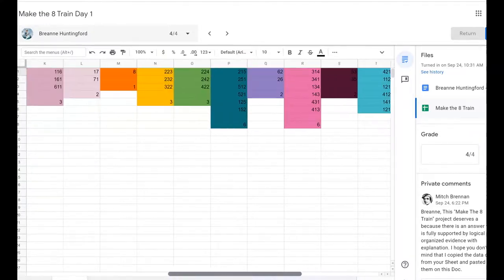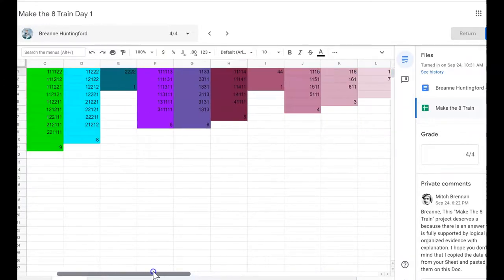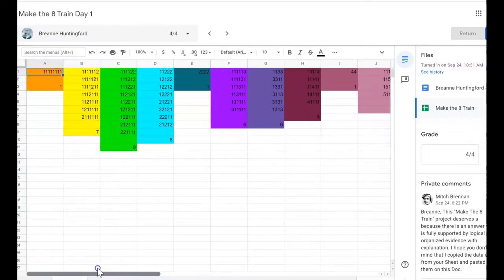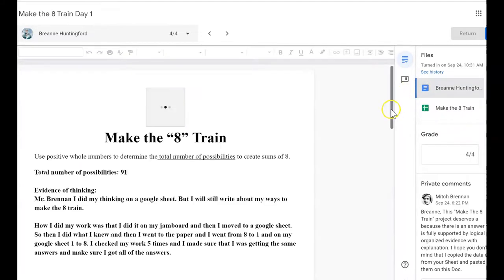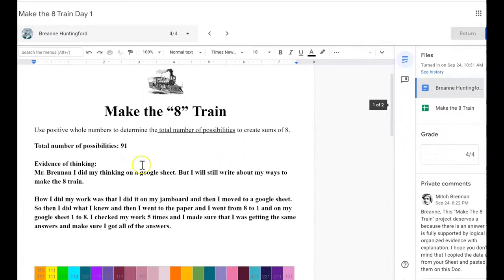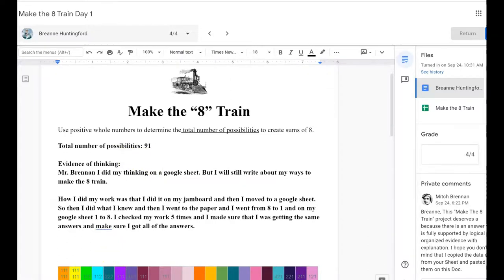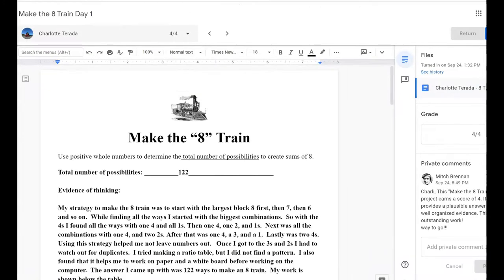So I thought this was exemplary work too. Very organized. She explained her thinking and she showed us her thinking. She has a clear, plausible answer. She thinks 91, and this is how she got it. So congratulations to you, Brianne. Nice work. The last one besides mine that I want to share with you is this one, my friend Charlie Tirada. Again, you're going to see some of the same things.